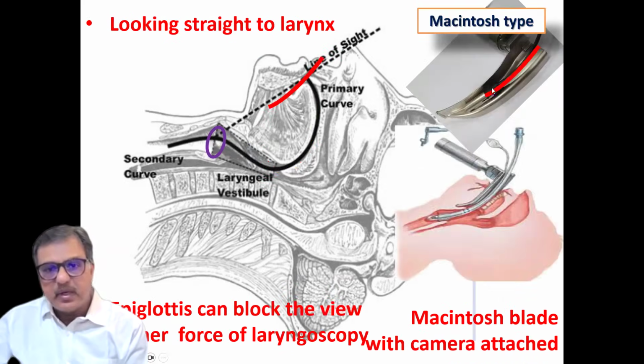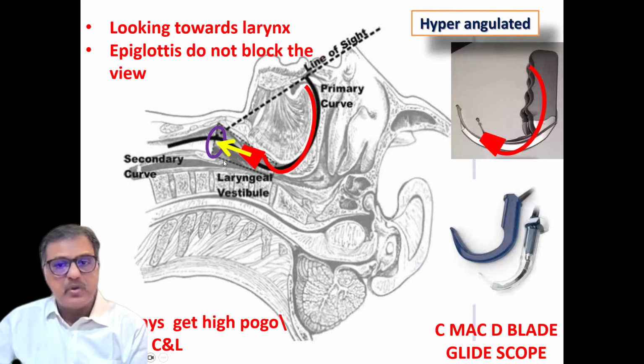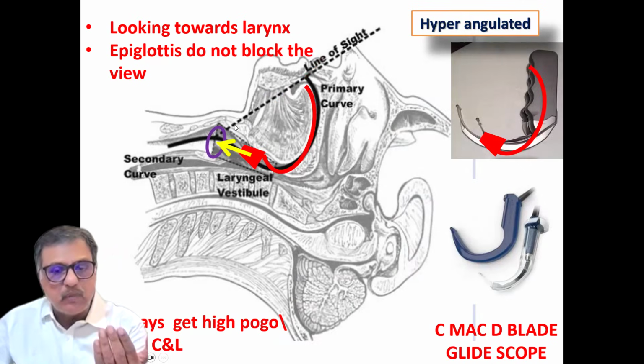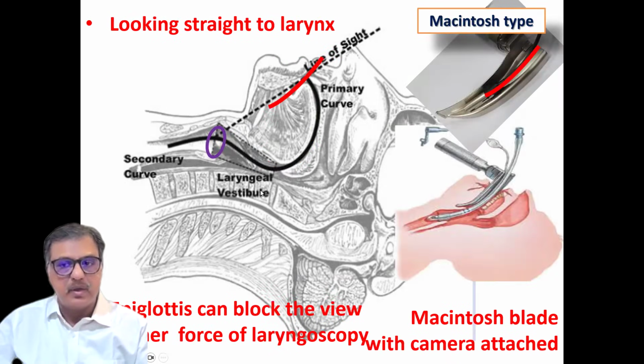And when you are using the Macintosh type of videolaryngoscope, still you have to give the force to get the laryngeal view, and the epiglottis can block the view. But when you are using this hyperangulated blade, because it's looking from down to up, the epiglottis rarely blocks the view in the anatomically curved hyperangulated blade. But when you are using the Macintosh type of blade, the epiglottis can block the view.